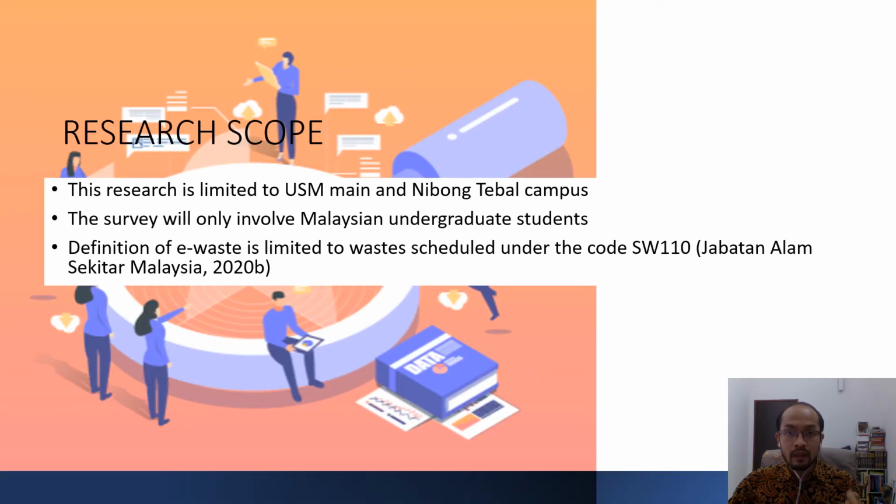We would like to address that this research and so the findings will be limited to USM, Main and Nibong Tebal undergraduate, local undergraduate students, and e-waste is defined according to SW 110 code.